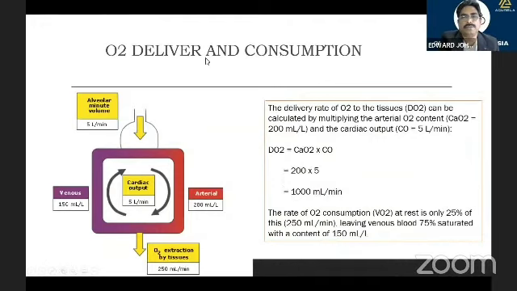So coming to the oxygen delivery and consumption, this is more important. The oxygen delivery is calculated by the oxygen content into your cardiac output. The oxygen content for 100 ml is 20 ml. For 1 liter, it is 200 ml. Your cardiac output is 5 liters. So it comes to around 1000 ml per minute of oxygen delivery. But our oxygen consumption is only 250 ml. So the remaining 750 ml acts as a reserve. It can be utilized at the time of exercise and increased demand like fever.